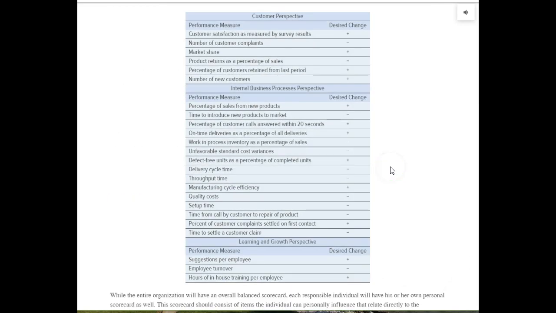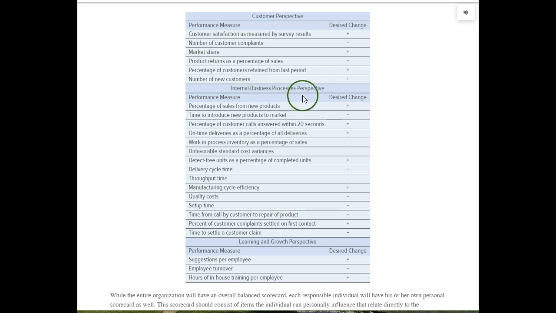Let's glance at this chart. Again, these can be a number of items that you would measure for a company. So the first one, customer perspective. Customer satisfaction as measured by surveys. Yes, you want that to increase. Number of customer complaints, you would like for that to decrease. You would like to increase market share, and so forth. Of course, new customers, you want them to go up.